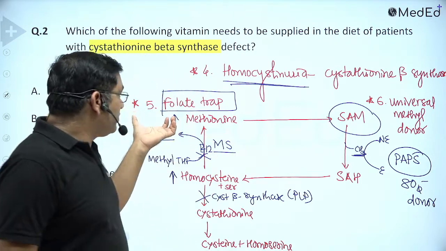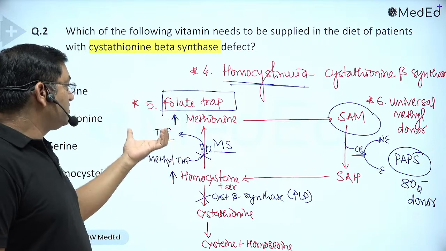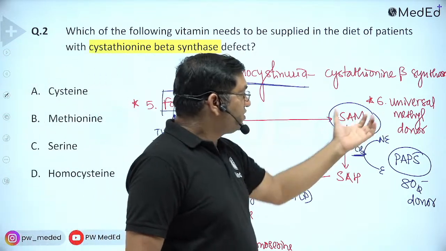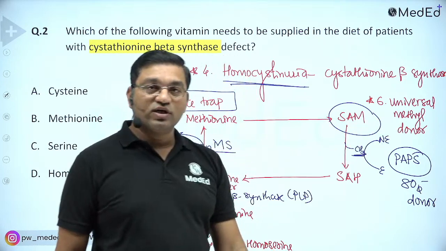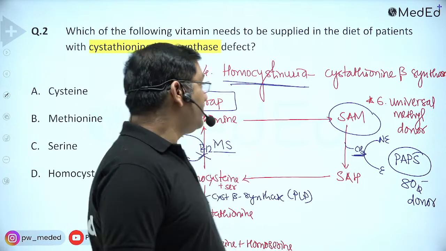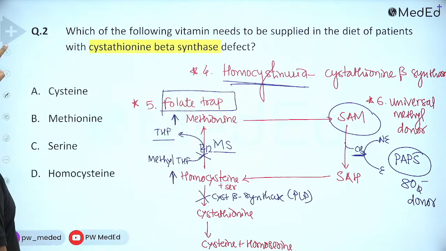Then point number 5, vitamin B12 deficiency also causes folate deficiency. Point number 6, SAM is the universal methyl donor, and phosphoadenosine phosphosulfate is the universal sulfate donor. Okay. Here the answer is cysteine.